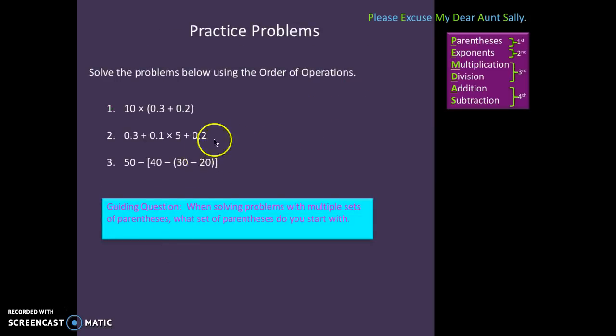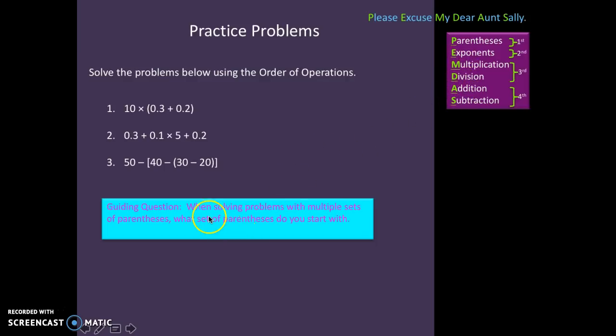All right, so here are your practice problems. Remember, you're using the order of operations, so look over here if you need a reminder. On problem 2, be careful. There are no parentheses, but you're going to have to be looking at those signs to figure out which part's going to come first. Remembering that multiplication and division come before addition and subtraction.